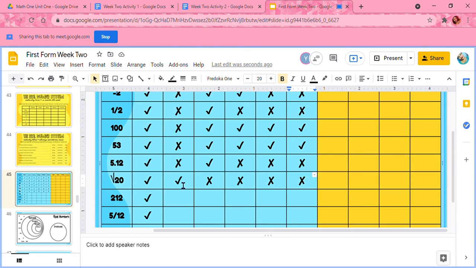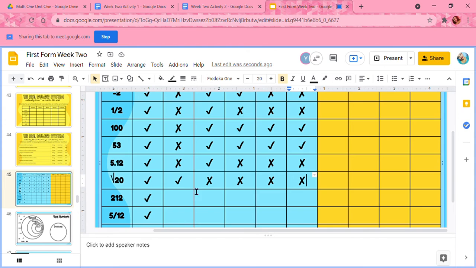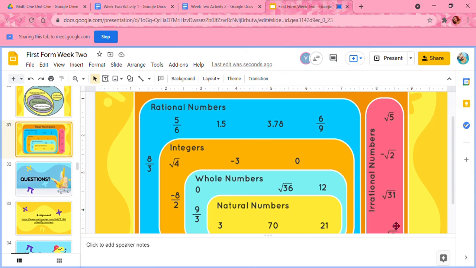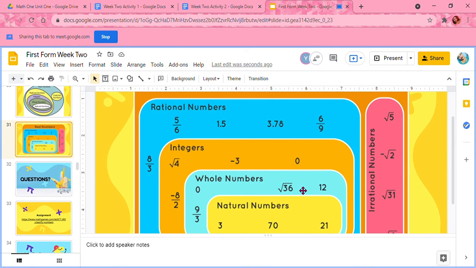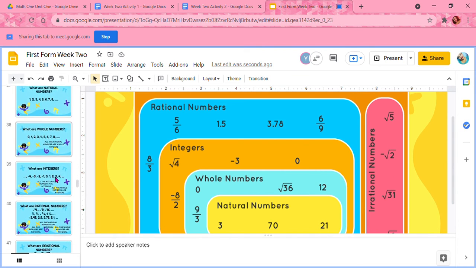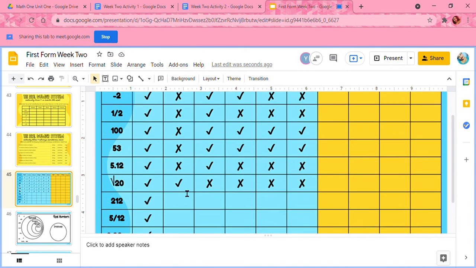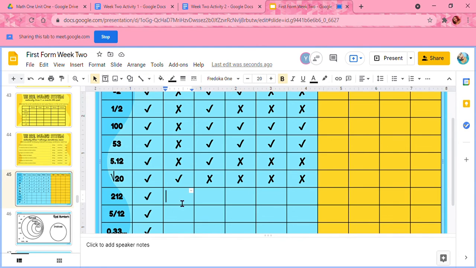The square root of 20 is irrational. And because it is irrational, it cannot be the other numbers. Remember that in our drawing, an irrational number was all by itself on the side? So every time you get a yes for an irrational number, everything else has to be an X because it cannot be anything else. Yes?